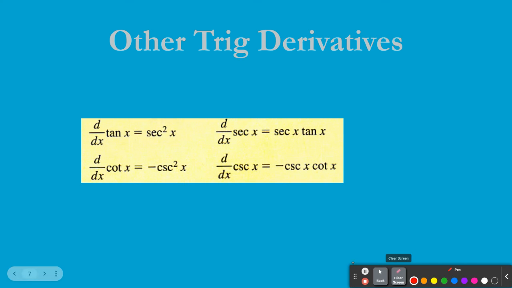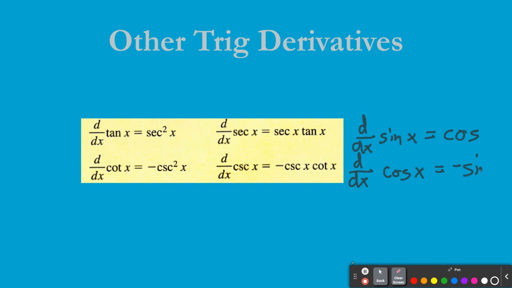Let me see if I can write something over off to the side and see if that helps people at all. So we go d dx of sine x is cosine. And d dx of cosine is negative sine. Okay, now is there a common thread? Watch. I'm saying that I've got tangent and cotangent there.